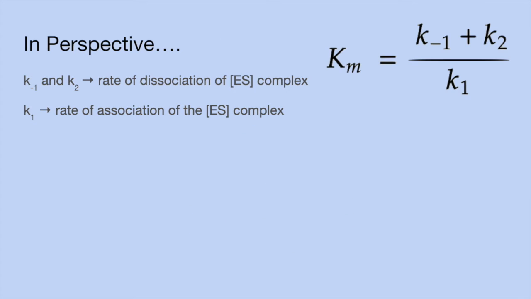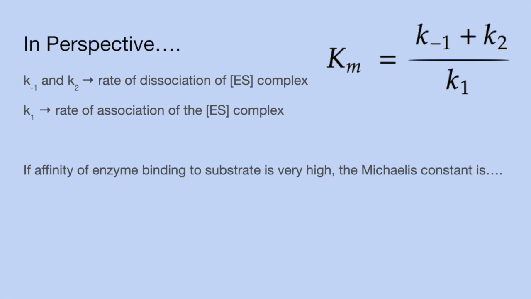As you can see, the Michaelis constant is determined by adding the K-1 and K2 values over the K1 value. You can think of it this way: K-1 and K2 is the rate of dissociation from the enzyme substrate complex. On the other hand, K1 is the rate of association of the enzyme substrate complex. We're taking the rate of dissociation and dividing it over the rate of association. If the affinity of the enzyme binding to the substrate is very high, then the Michaelis constant will be lower, while if the affinity of an enzyme binding to a substrate is very low, then the Michaelis constant will be higher.